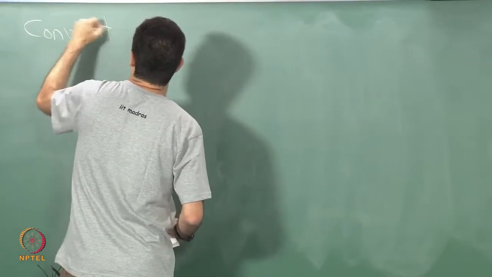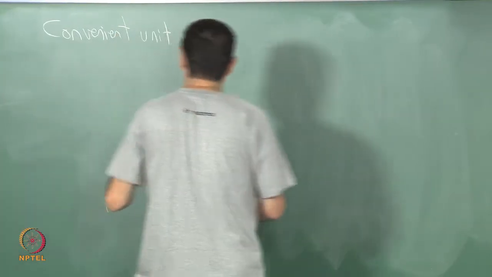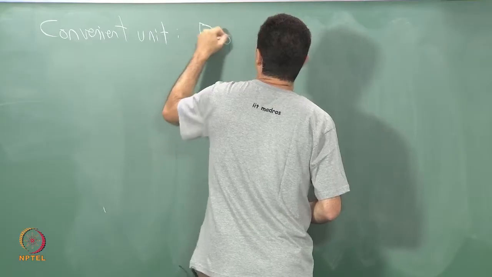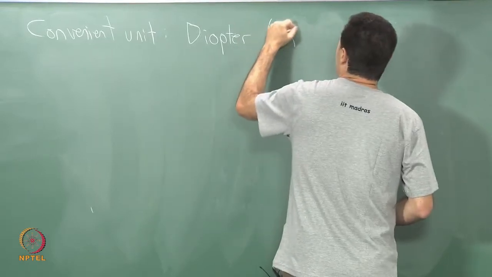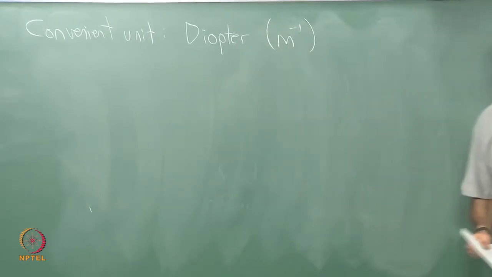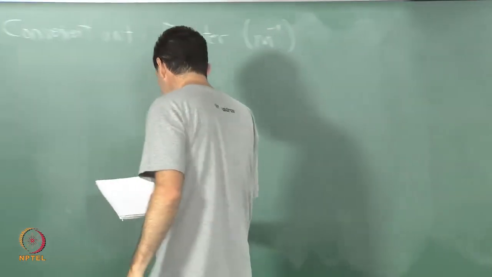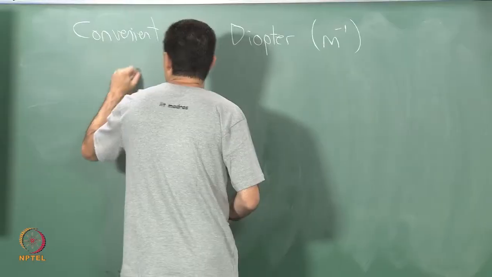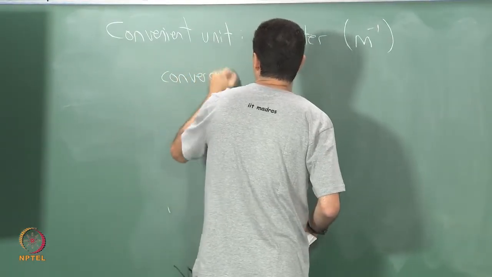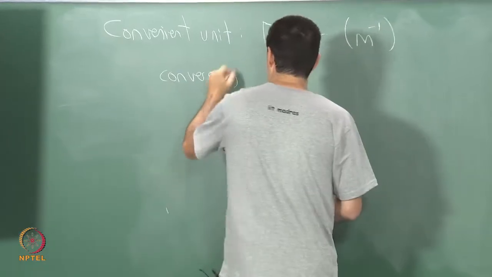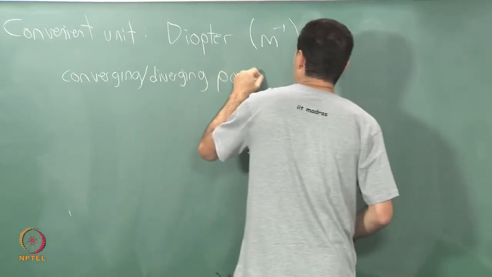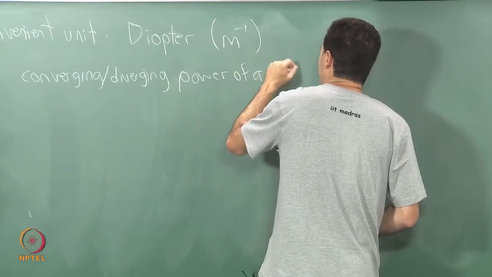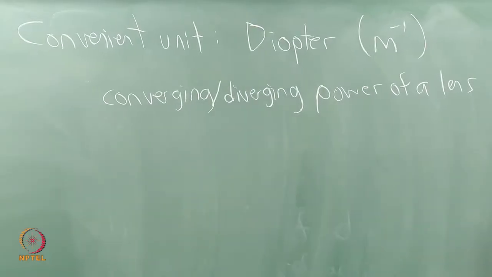So this is a convenient unit. It's called the diopter. Its units are 1 over m. So 1 over meters is the unit of diopters. And what it tells you is the converging, it can also express diverging power of a lens. So how hard does this lens work to bend rays and in which direction?